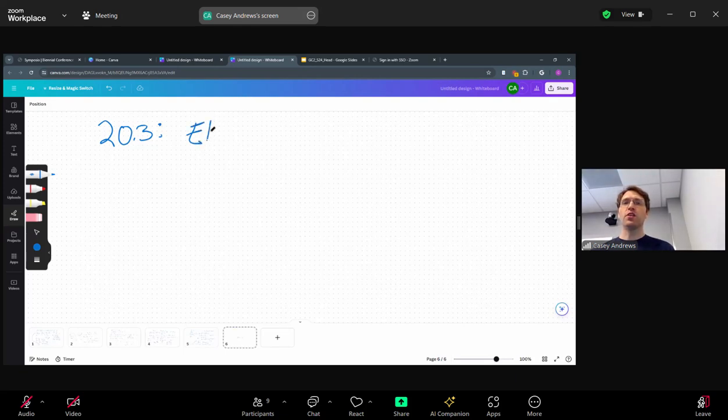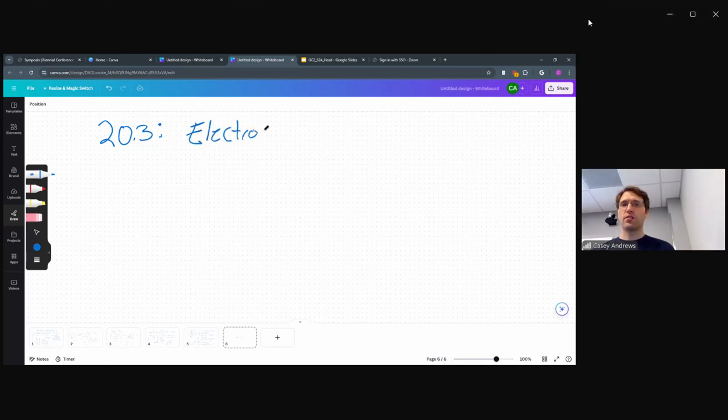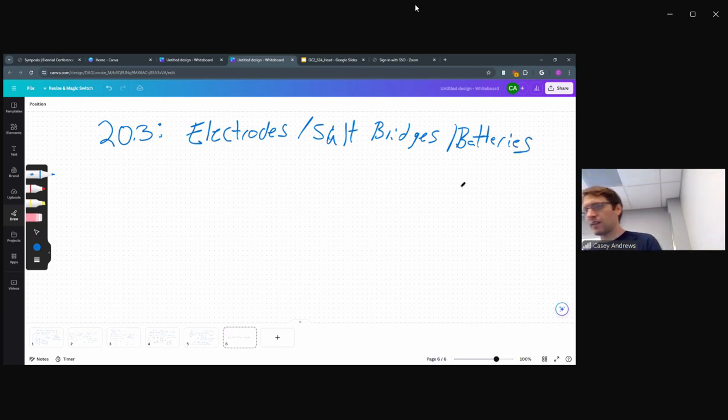With electrodes, salt bridges, batteries, and knowing how a battery works is, I would say, useful.